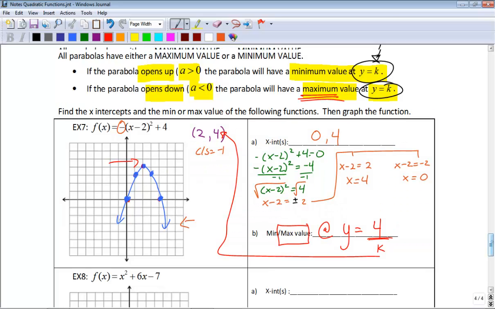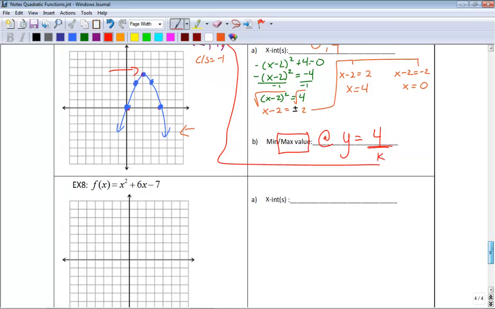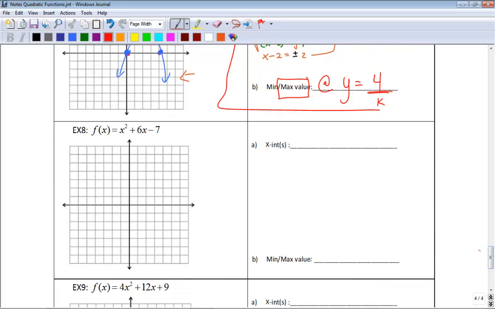Let's go to the next one. Again, I need to find my x-intercepts and I need to find my min and max value. Finding x-intercepts first. How do you do that? You set the equation equal to 0 and we solve for x.